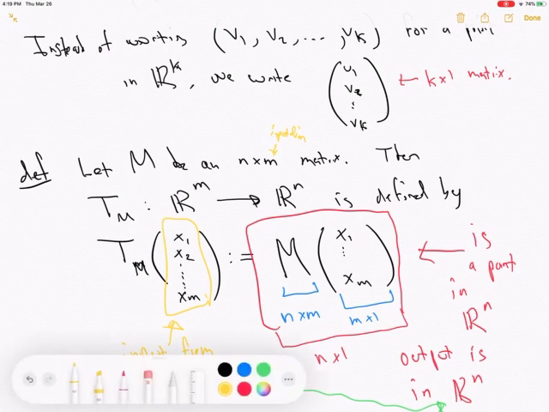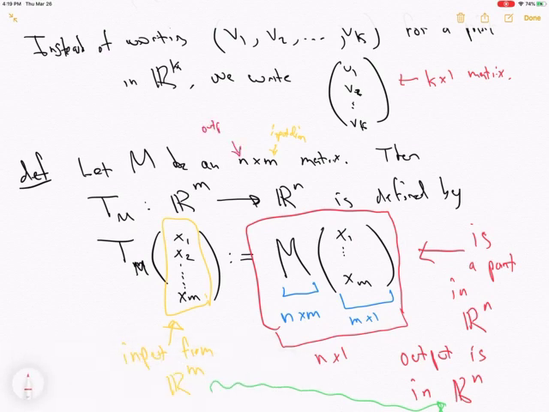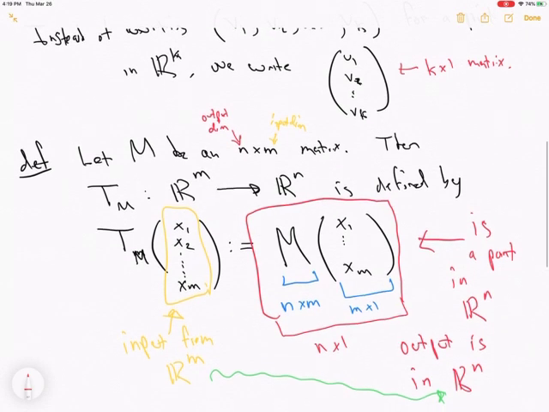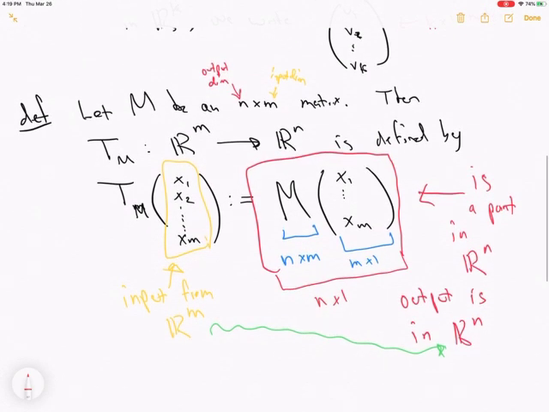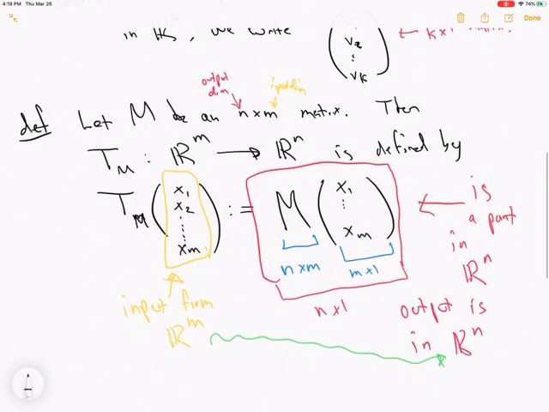And this is the output dimension. So that's how transformations are defined. So let's just do an example so we can get a feel for how these things work. It's really not too bad.